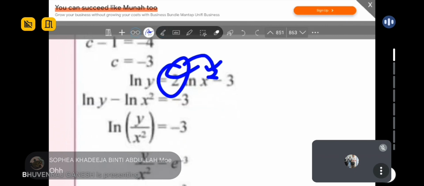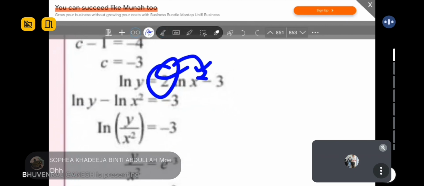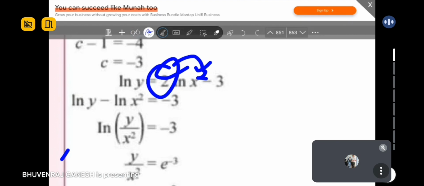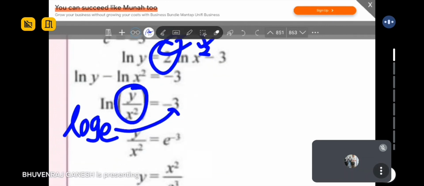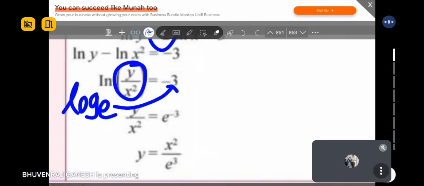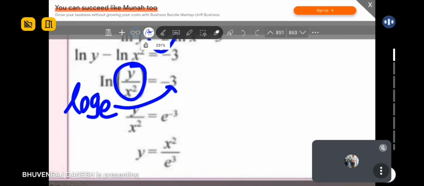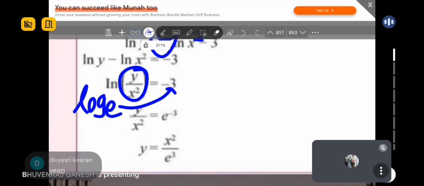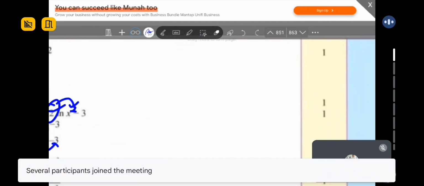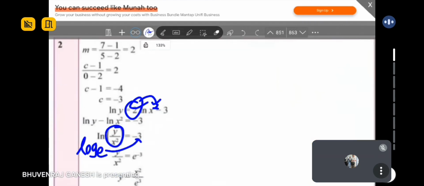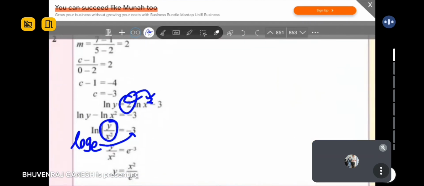So basically you will get e kuasa negatif 3, sebab ln adalah log base e. So you bring this one over here. E kuasa negatif 3 sama dengan yang ni. Then you just express your answer y in terms of x. So this is your final answer. Understand, guys? Boleh dapat? Soalan nombor 2. Are you clear? Very good. So the total is 4 marks. Kamu akan skor 4 markah kalau boleh jawab soalan ni dengan betul.